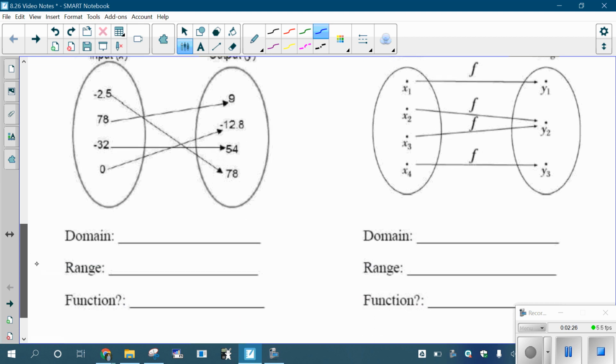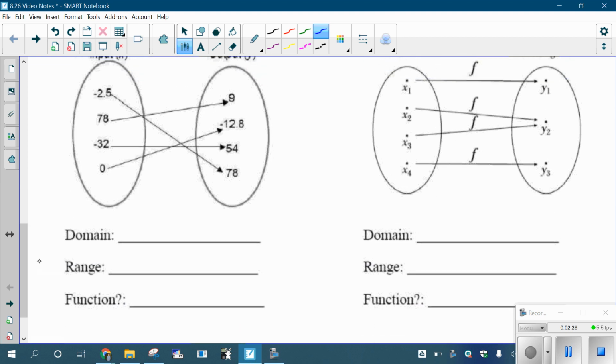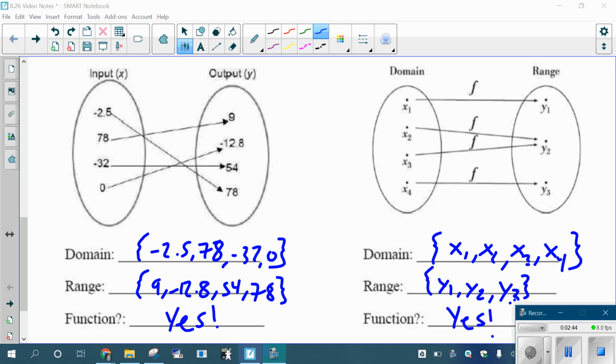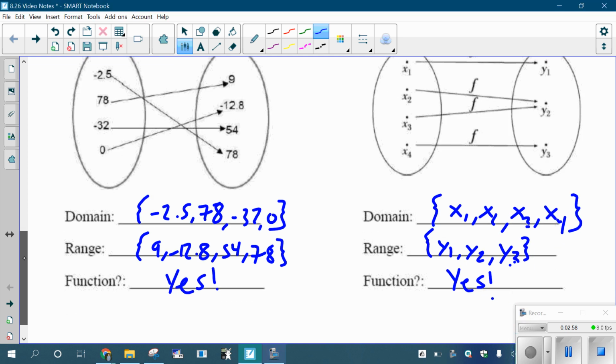Okay. Here are two more mappings. Why don't you pause and try to do these ones on your own. Again, list the domain, list the range. Tell me if it's a function or not. Actually do it. Pause. Do it yourself. Okay. Take a minute and check your answers there real quick. Notice that both of these are functions because no input in the domain has more than one output in the range.